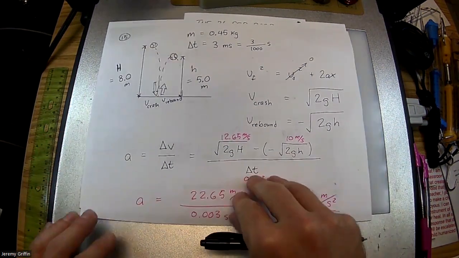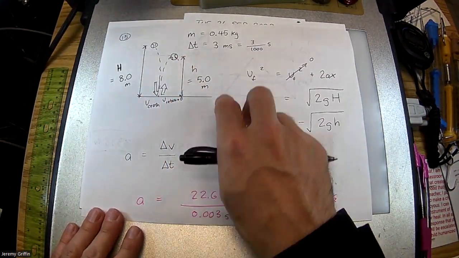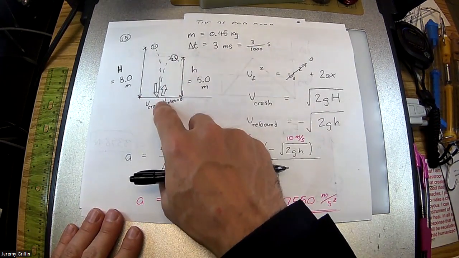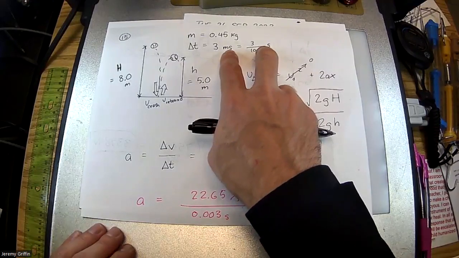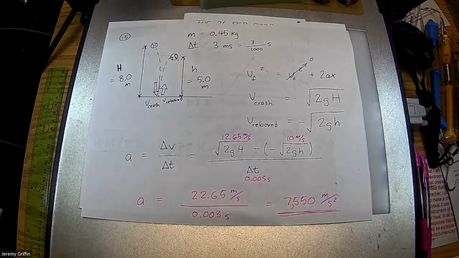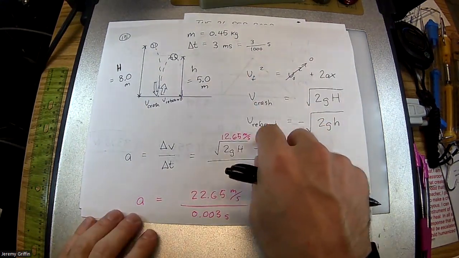Okay. So they told you the drop height and the rebound height. And they also told you the time of this collision, which is a tiny, tiny fraction of a second. They told you some number of milliseconds. So you have to convert that to seconds, divided by 1,000.